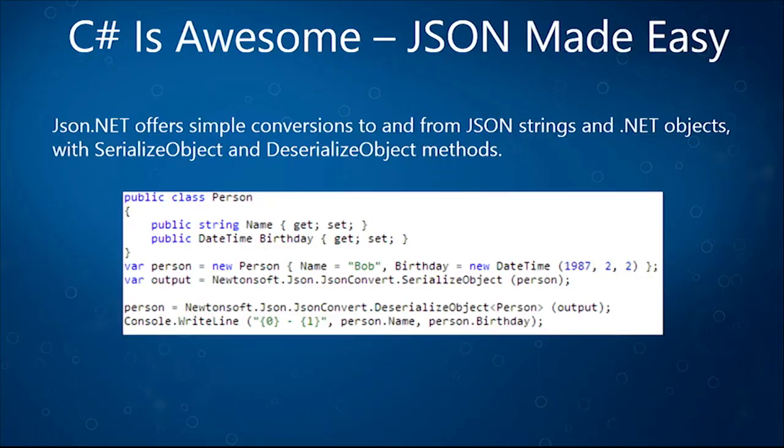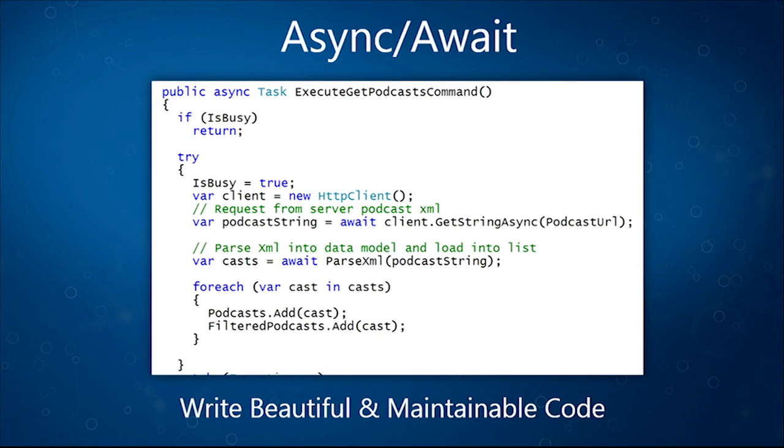Talk about JSON, making it easy, connecting up to web services, right? That's all available to you. My favorite feature, obviously, in C# 5 was async await. It just makes writing code so much prettier, so much more maintainable, right?